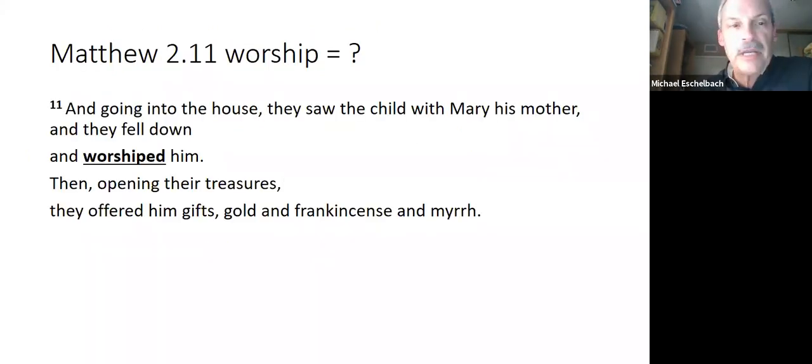Here's an easier example that I didn't give you. Everybody knows the word worship, right? Go to a worship service. We're all going to worship our Father in heaven, and so forth. But what does the word actually mean? Does anybody know the Greek word that's translated worship, what it means literally? No one?